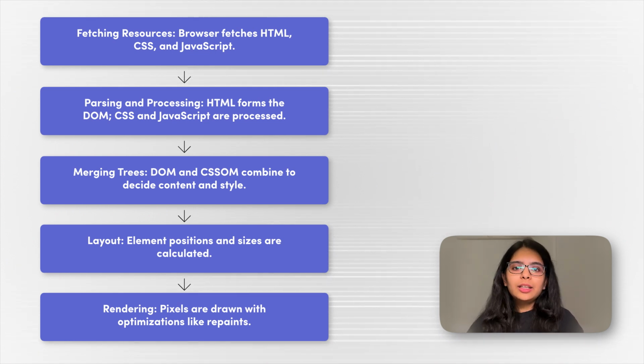By understanding these steps, you can spot performance bottlenecks and optimize your code to create faster and more responsive web experiences. Each improvement that you make in your code contributes to a smoother and more enjoyable user experience. And that's a wrap on the critical rendering path.